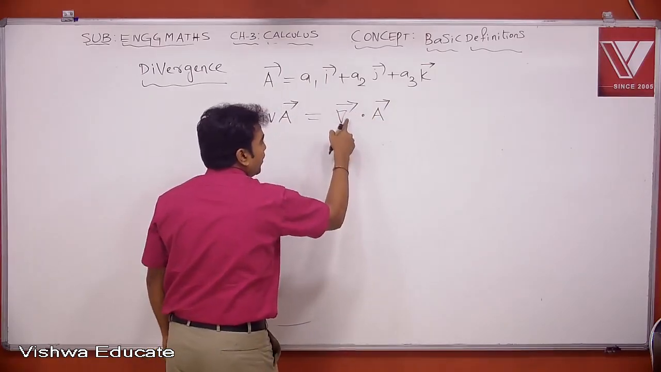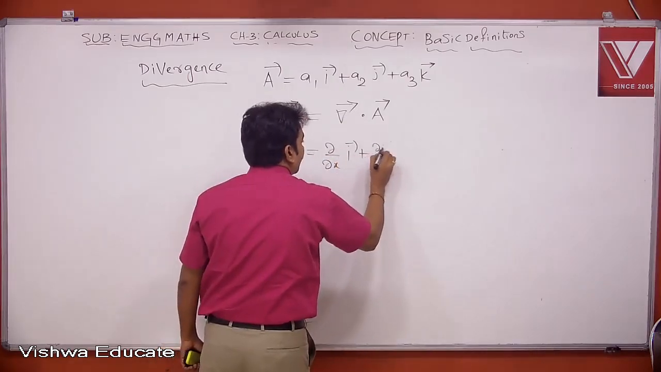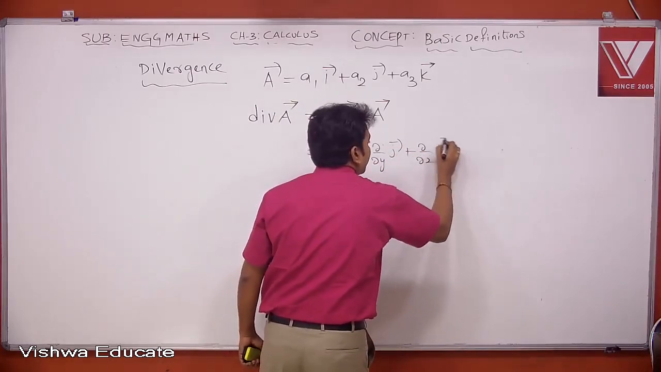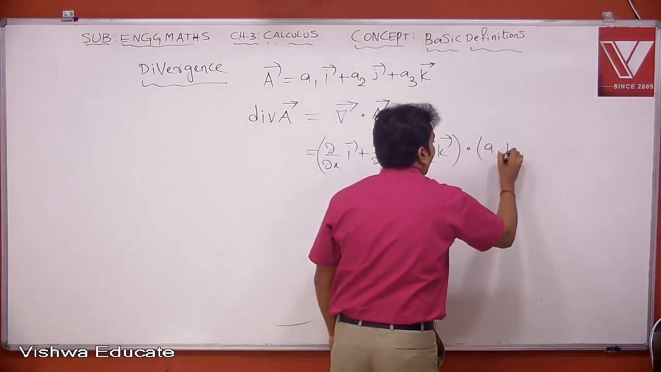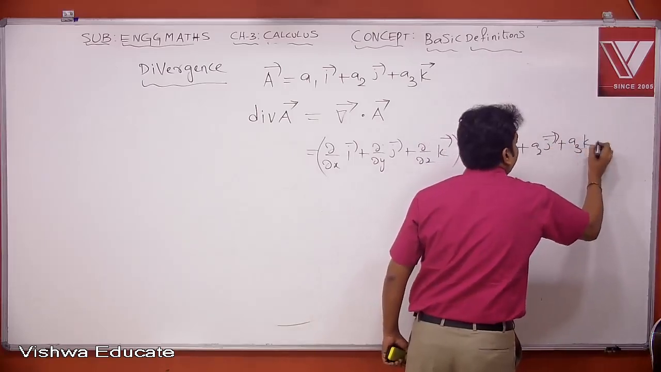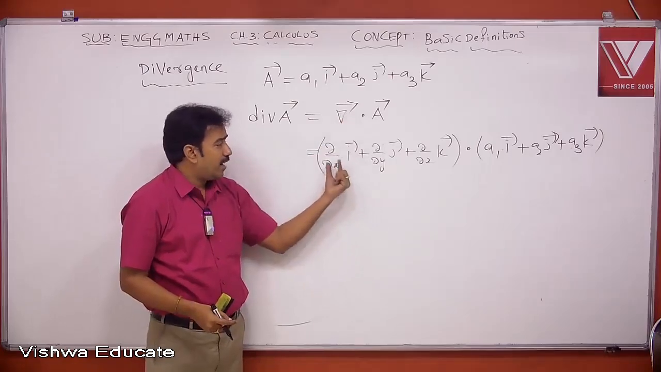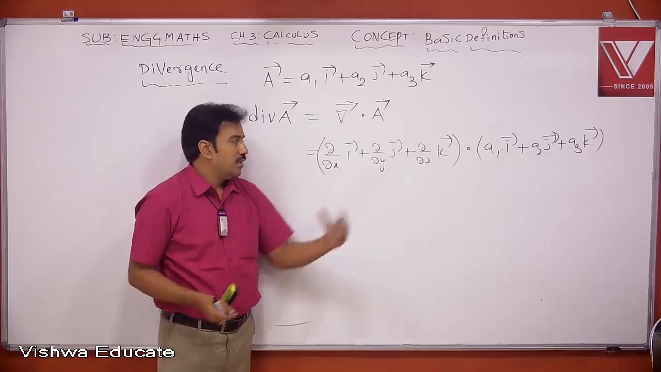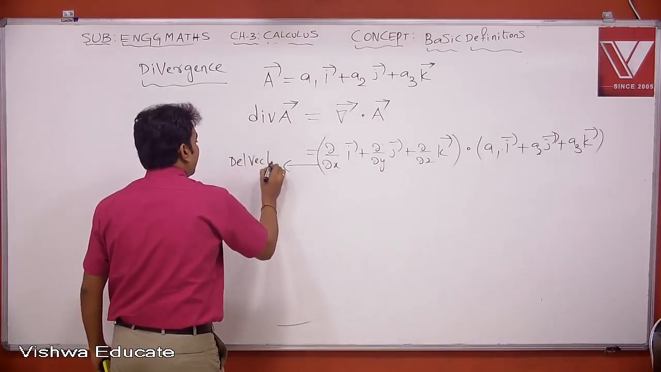This is the del vector, del bar, which is given by dou by dou x i bar plus dou by dou y j bar plus dou by dou z k bar. So this is called the del vector. Dot product with A1 i bar plus A2 j bar plus A3 k bar. So basically this del vector is obtained by taking partial derivatives as components: dou by dou x, dou by dou y, dou by dou z. This is called a del vector.